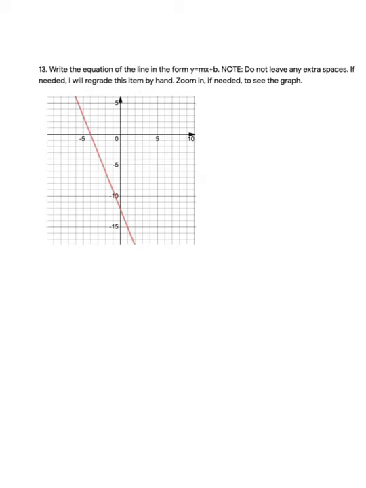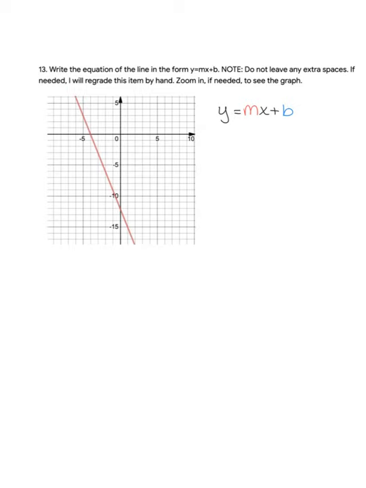Also, zoom in if needed to see the graph so you can see what you're trying to figure out with this graph. So we're writing the equation. It's going to be in the form y equals mx plus b. So the only thing we have to figure out is m and b. Everything in black is going to stay the same way and in the same position.